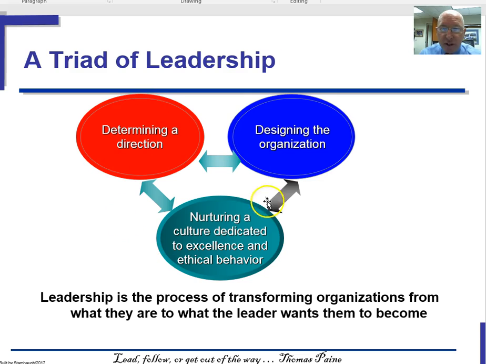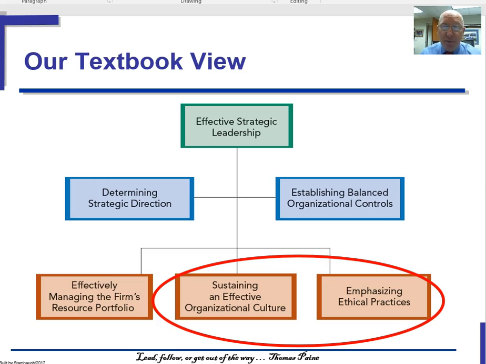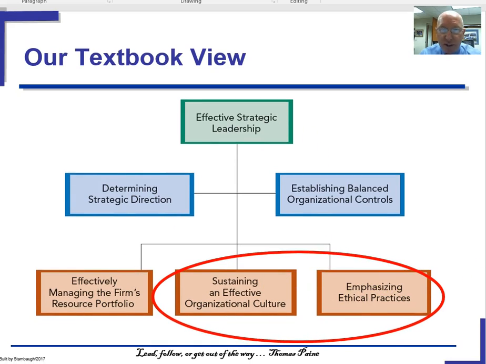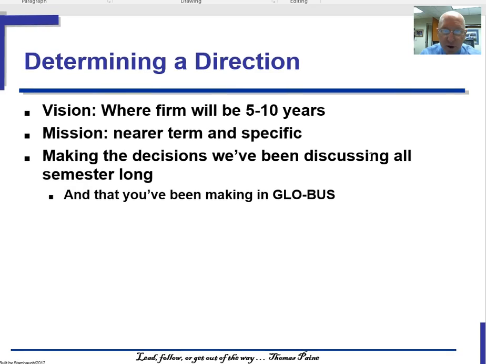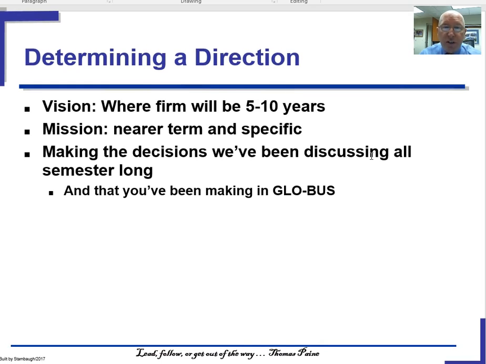As much as I love this formulation, I did not put a test question in on it, surprising even to me, in part because I didn't want to go against what the textbook has for their wiring diagram. Instead, I chose to dive into some of the other topics. There is a specific test question on latitude and discretion, and it goes into organization. What is it about an organization that would tend to increase or decrease a senior manager's latitude or discretion? So be aware of that. No specific test questions here.